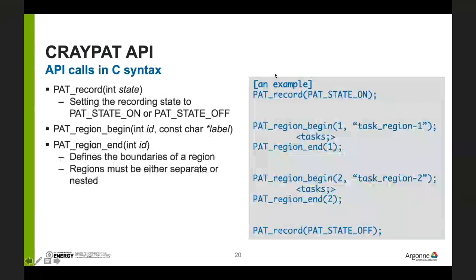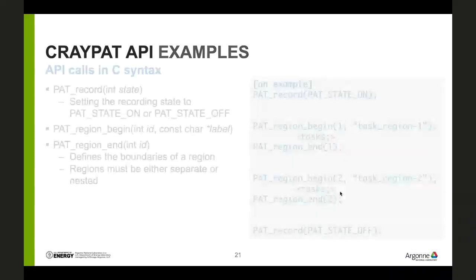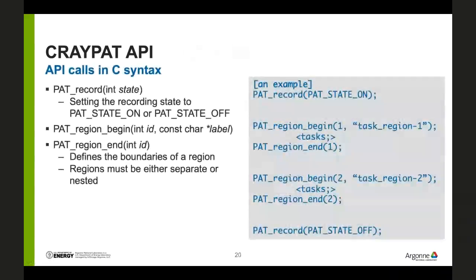So in this example, we have some initial process I can ignore, and then turn on PAT_record. After that, I have some task of interest and I set region 1 here. And then after some other task, I set another task of interest as region 2. So after profiling, I will see region 1 and region 2 independently, and I can see what's going on in the two tasks.